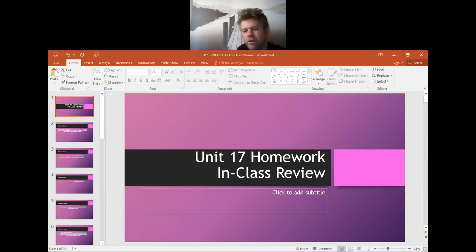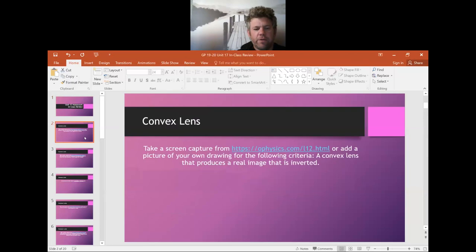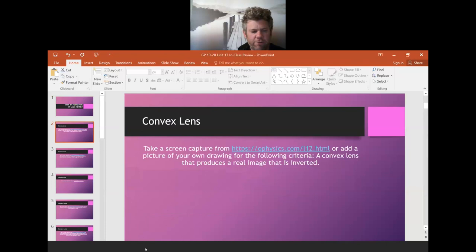I'll get started. Remember, you can work on this with multiple people if you want to. Two or three is absolutely acceptable. Just make sure you show me some different font, all that good stuff. All right. First one out the gates. Take a screen capture from O-Physics and add a picture of your own drawing of the following criteria: convex lens that produces a real image that is inverted.